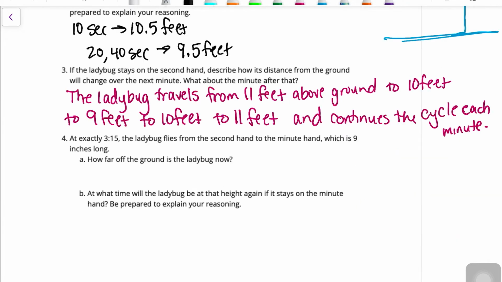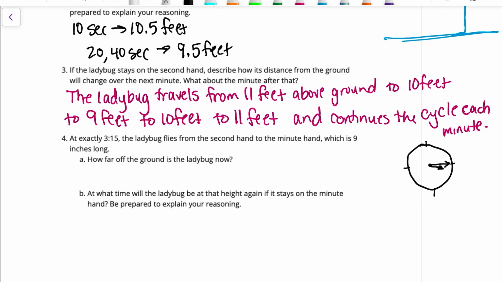Okay. All right, number 4. At exactly 3:15, the ladybug flies from the second hand to the minute hand, which is 9 inches long. So let's go ahead and draw that picture. At 3:15, the minute hand is on that 15 marker. And then the hour hand is a little bit over here. It's not quite on the 3 because a little bit of time has passed. It's about a quarter of the way from 3 to 4.